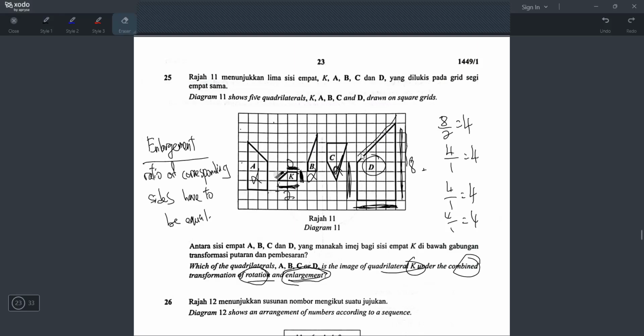So this one is 1 box, this one is 4 boxes. It means this is exactly 4 times longer than this, right? So you can see the ratio of all corresponding sides are equal, right? So this one I should write all. So the answer is D, right?